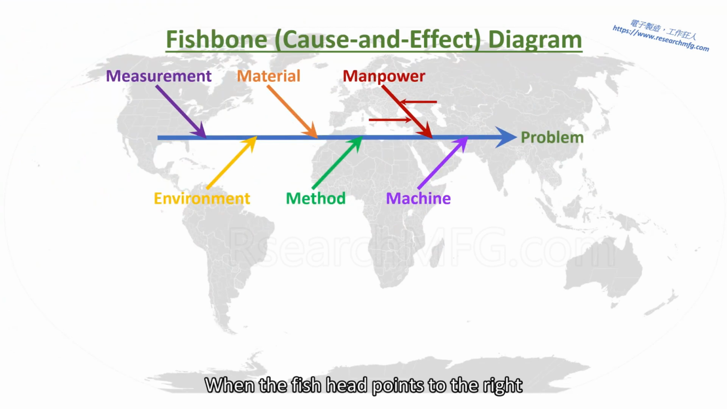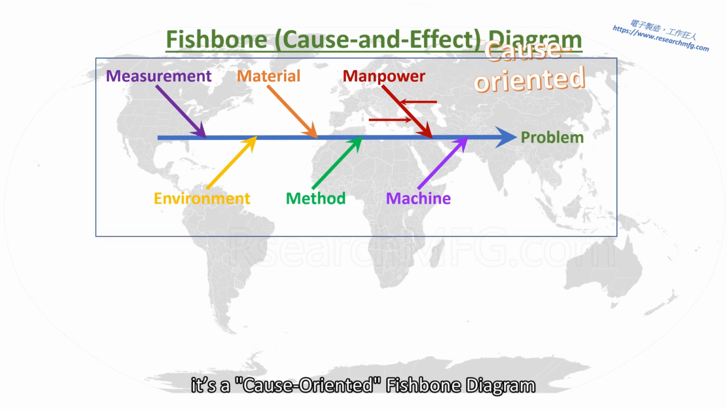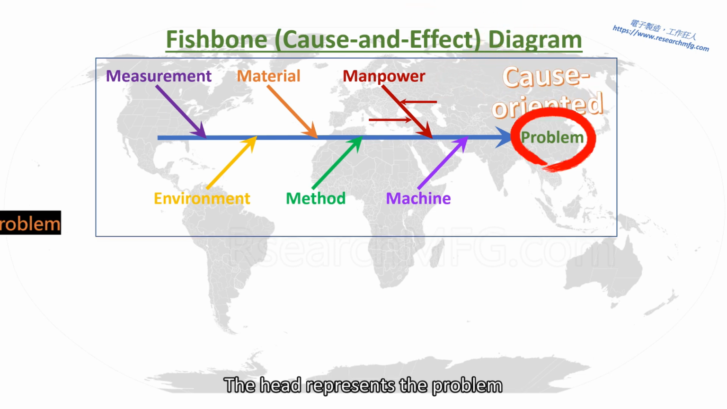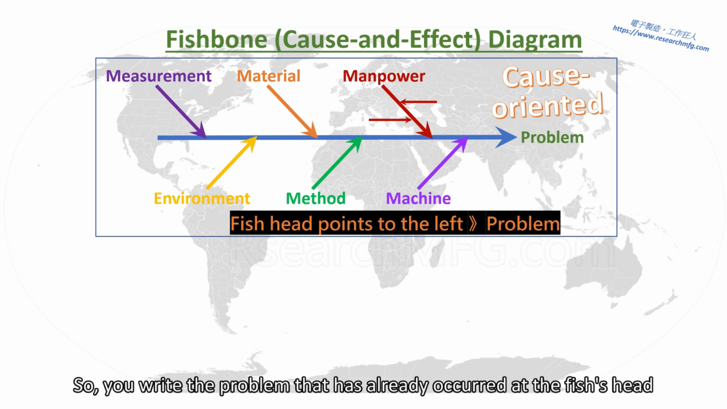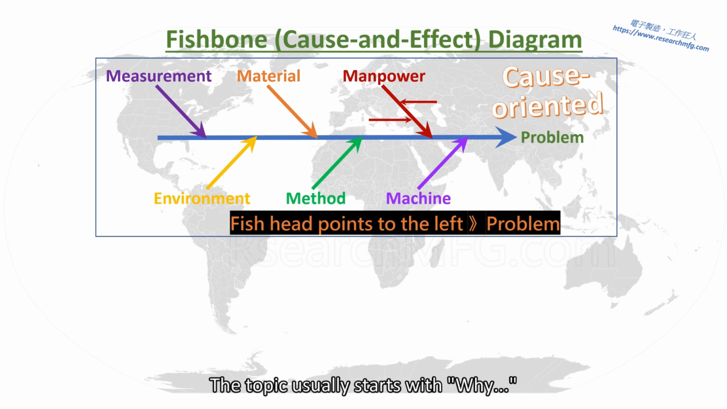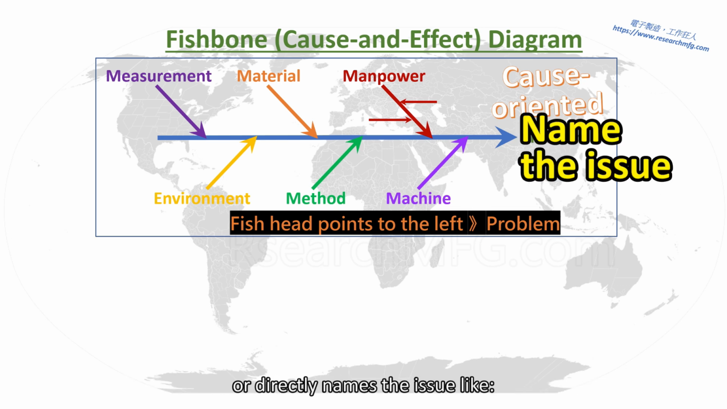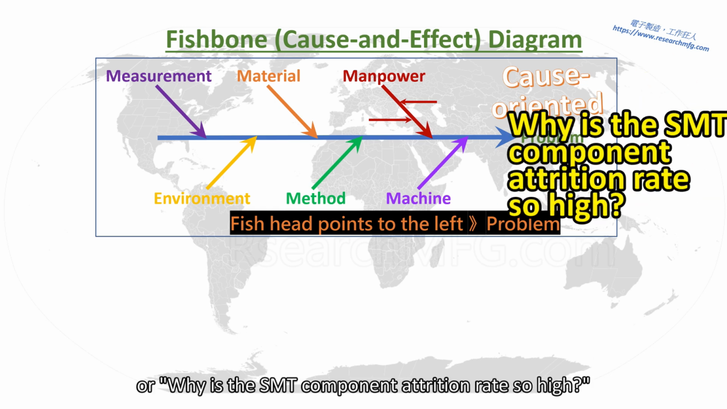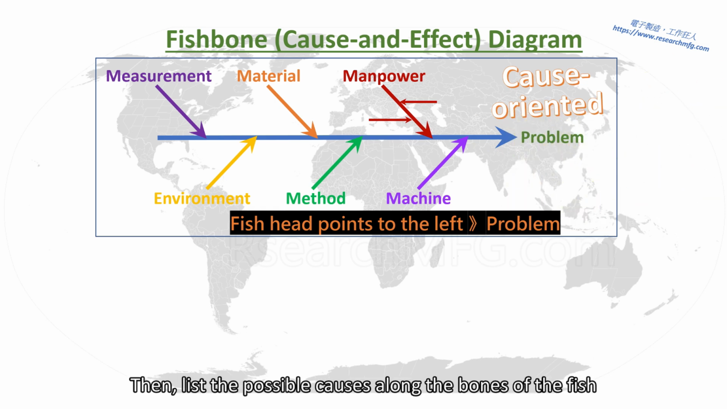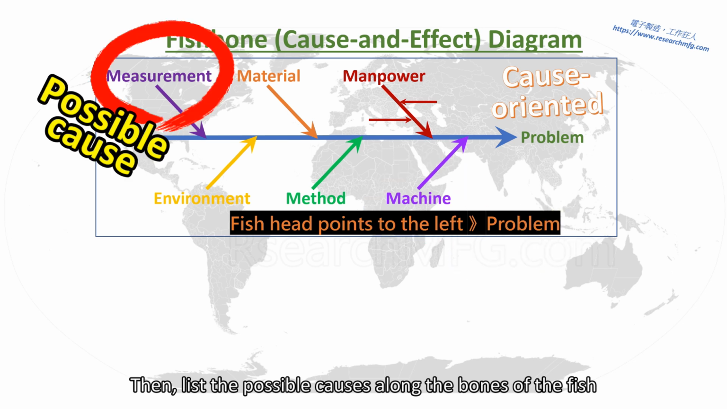When the fish head points to the right, it's a cause-oriented fishbone diagram. The head represents the problem, and the bones show possible causes. So, you write the problem that has already occurred at the fish's head. The topic usually starts with why, or directly names the issue, like, why am I often late to work? Why is the SMT component attrition rate so high? Then list the possible causes along the bones of the fish.